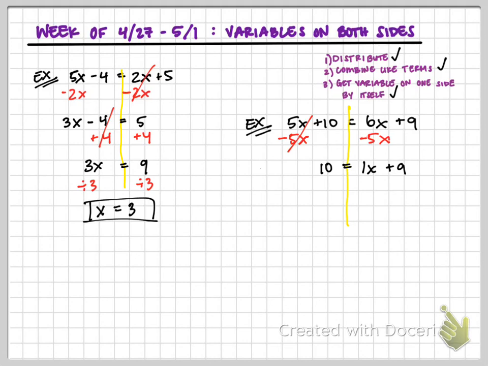Okay. And again, I still want to get x by itself. So let's continue to use our inverse operations. Let's subtract this 9 because I want the x by itself. And that cancels. And I'm left with 1x or just x because they're the same thing. 10 minus 9 gives me 1. So x equals 1.